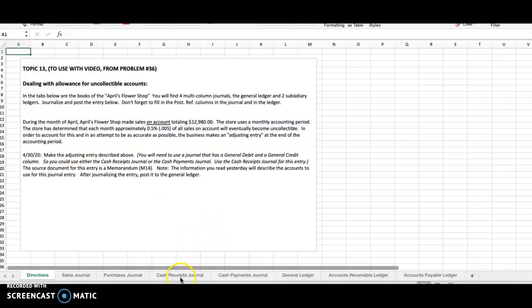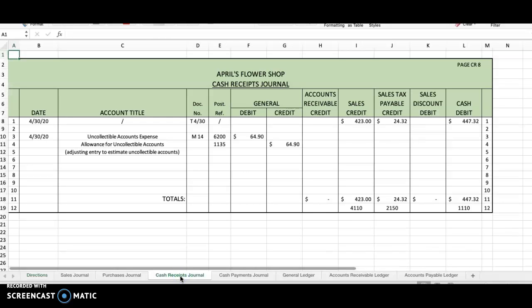Let's go back to our cash receipts journal. And incidentally, I've added a little bit of information. I've added some more journals and ledgers here, and we will use those in just a few moments. So let's go to the cash receipts journal, and one of the things I've added is shown on the first line here. On April 30th, there are cash sales of $423. We collected sales tax and a total debit of $447.32. We collected that much cash for cash sales on April 30th.